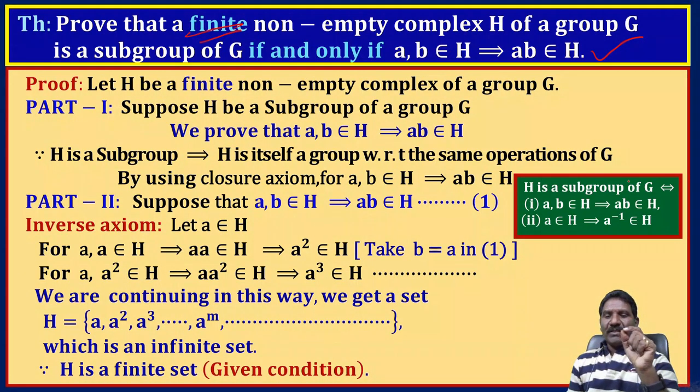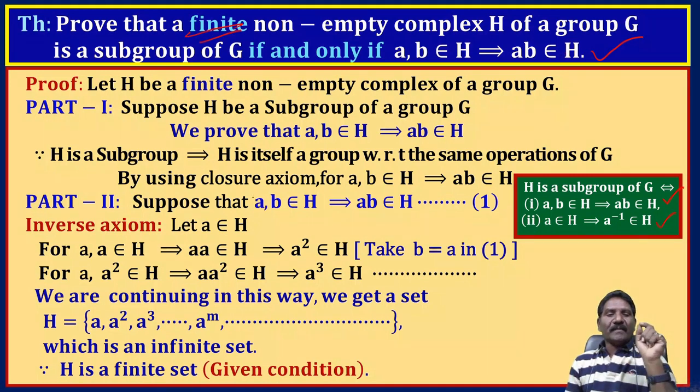Already we have proved H is a subgroup of G if and only if two conditions hold. a, b belongs to H gives ab belongs to H, the closure property. a belongs to H gives a inverse belongs to H, the inverse property. Two conditions, closure and inverse, if and only if H is a subgroup. Here H is finite, so only one condition is enough.